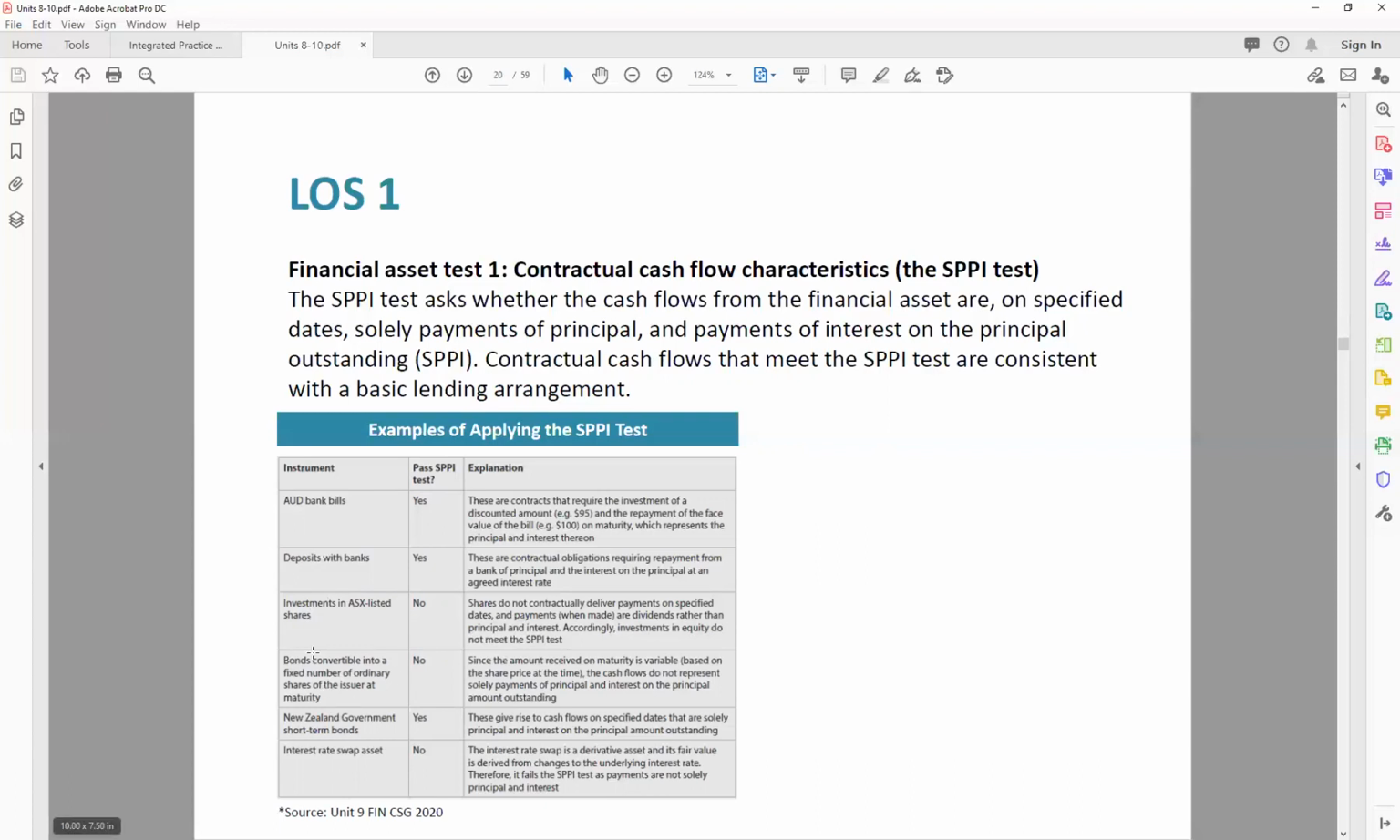If we buy a convertible bond, so this is a bond that after a fixed period is converted into a number of shares, okay, then what you will find in this case is that it will also not be classified as being SPPI, because once it converts into shares, then you're not really going to get your principal back, right? An interest rate swap, okay, is a derivative instrument, and that also does not satisfy the SPPI test.